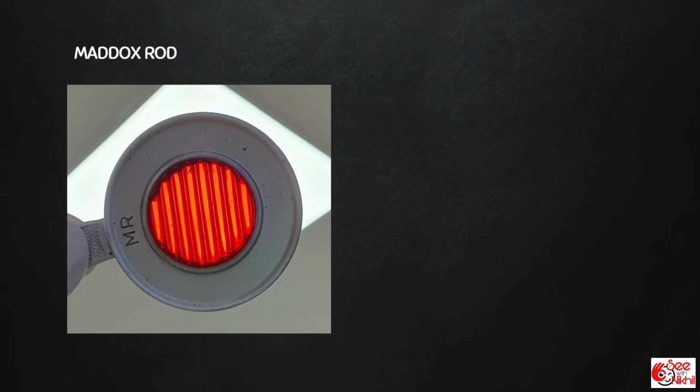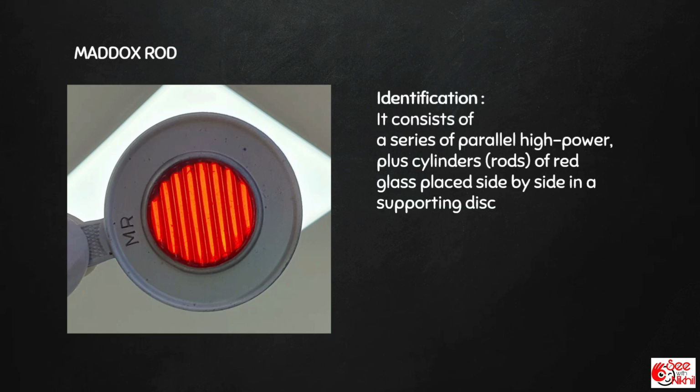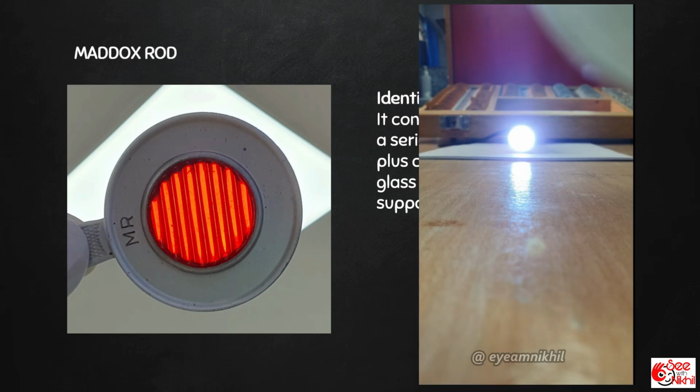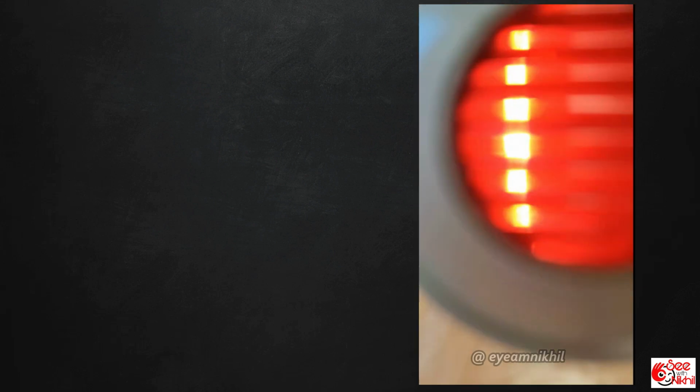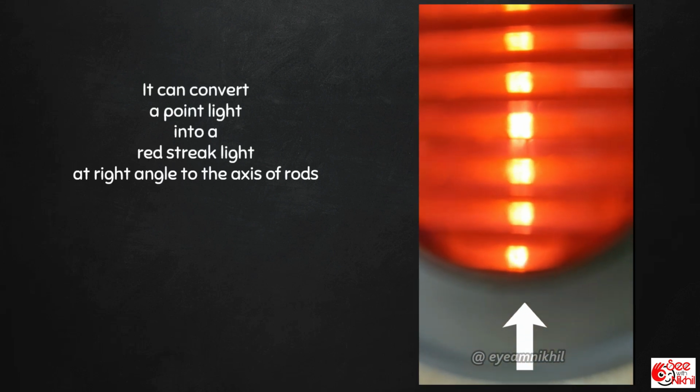Maddox rod. It consists of multiple cylinders placed side by side with their axes parallel to each other. Now look what this arrangement of cylinders does to a point source of light. As you can notice, it converts the point source of light to a linear streak. This streak is perpendicular to the axis of cylinder.